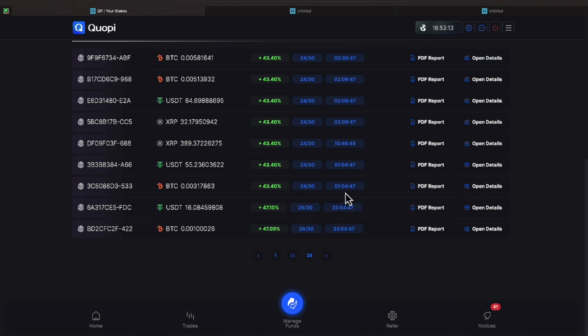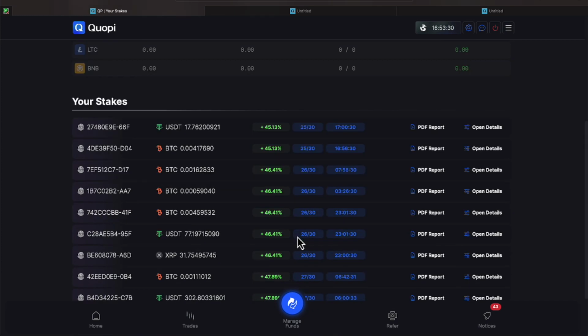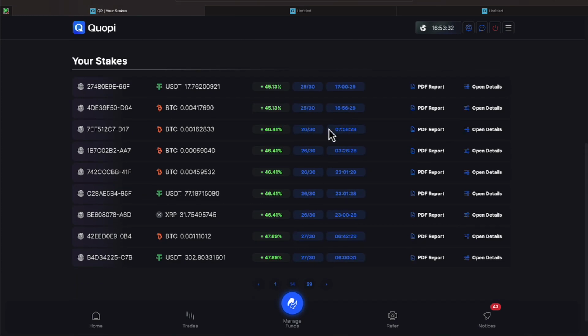We go to 26 trading days. On 26 trading days, Quopi's achieved a 47.10, and we gave him both USDT and Bitcoin. On 25 trading days, Quopi's achieved a 45.13, and on 26 trading days, a 46.41. And on 27 trading days, a 47.89. We're getting close to 30.